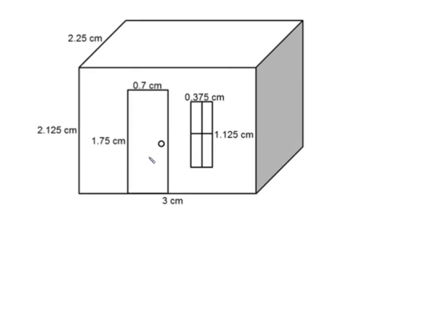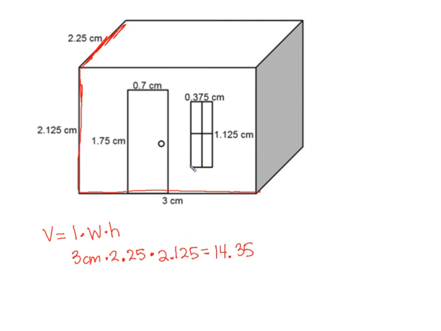Okay, we need to figure out the volume of this little house. And here's the height, here's the width, and this is the length. So volume is length times width times height. Okay, and we're just going to round up. So this would be centimeters cubed.